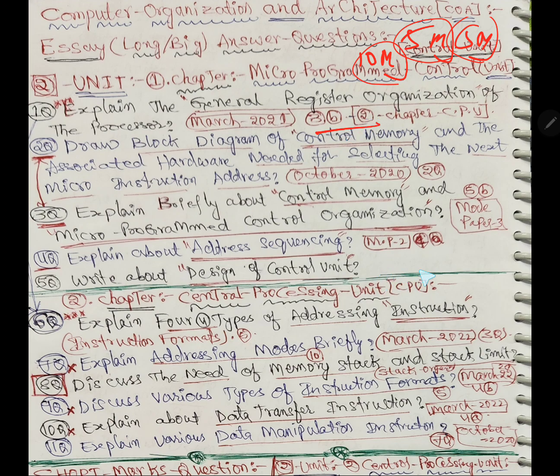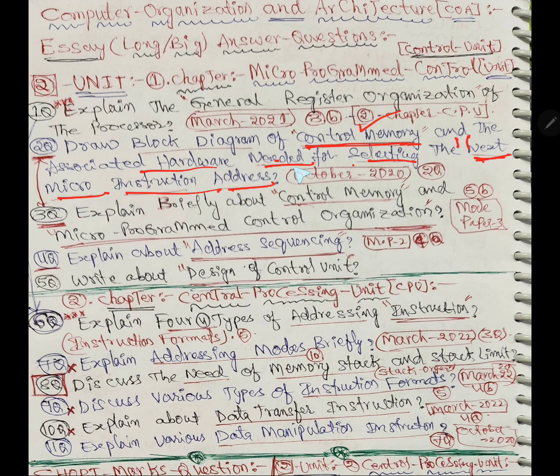Now see the second question. With a cursor I am explaining the second. Draw block diagram of control memory. Actually control memory is a short question. When some tail, some sentence is added, associate hardware needed for selecting the next micro instruction address, it has a diagram. This is the key point here: next micro instruction address and control memory.